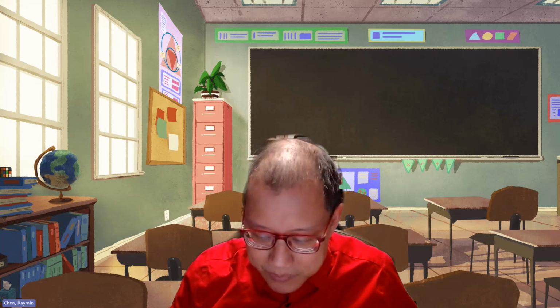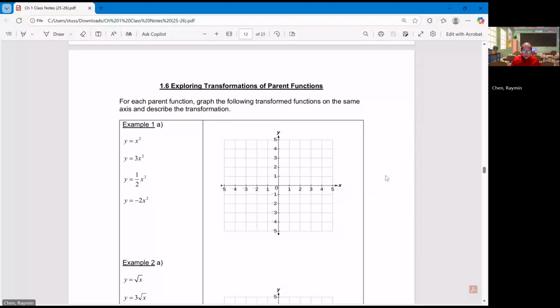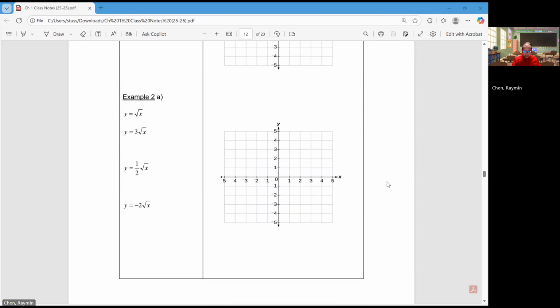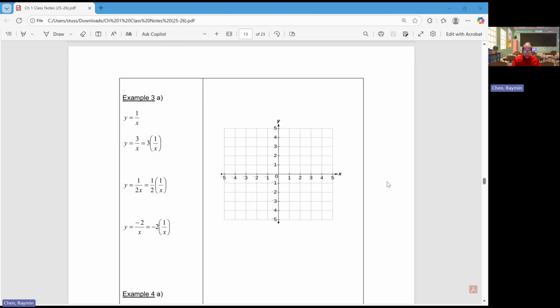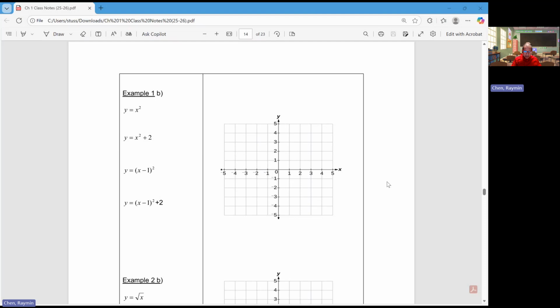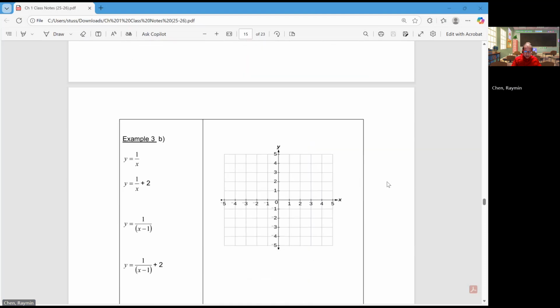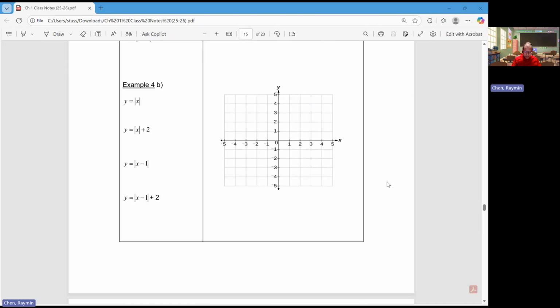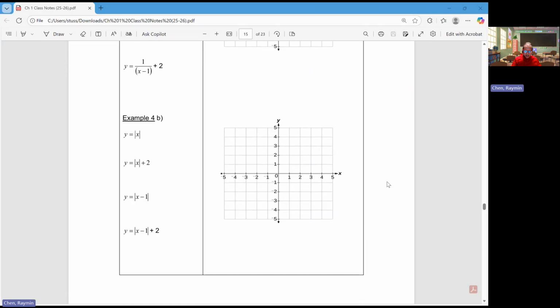So let me share my screen with you. First of all, with your handout, I am going to deviate just a little bit from what you were given. Hopefully you can see from your screen. 1.6 talks about exploring transformation of parent functions. I'm going to change up this lesson just a little bit. We will eventually go through all of these. Let me just scroll through it. And we'll talk about what those numbers represent. But I really am looking at example 1b, 2b, 3b, and 4b. And this will make sense in a different context.